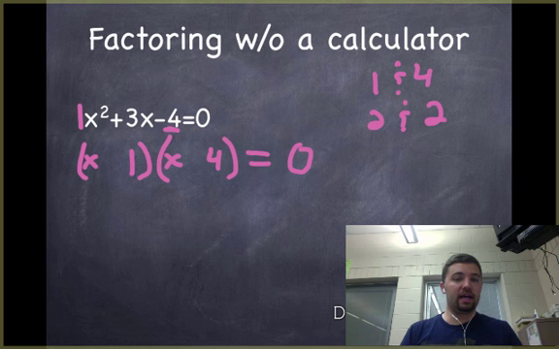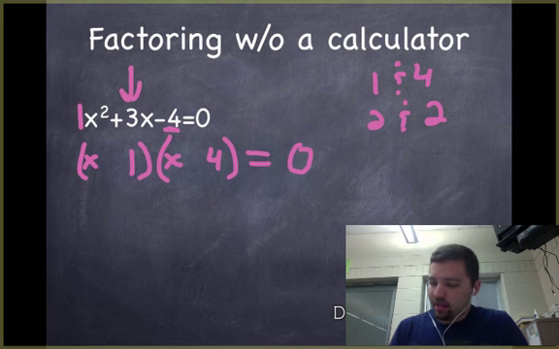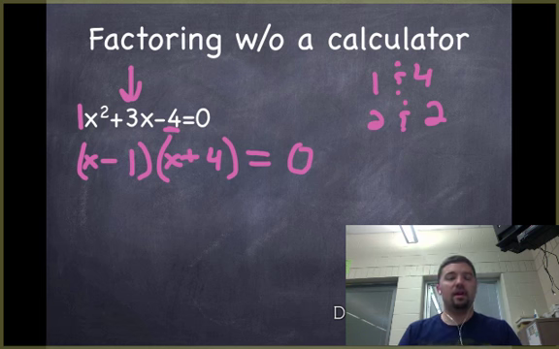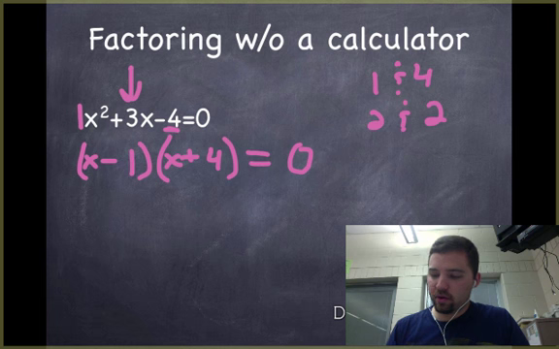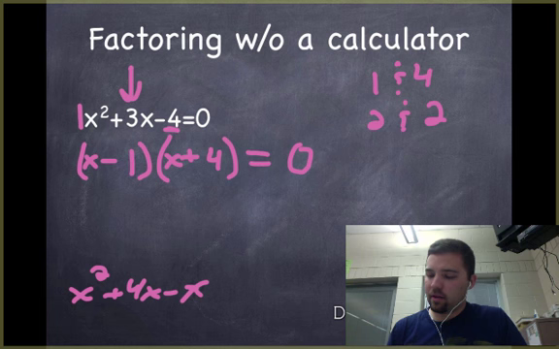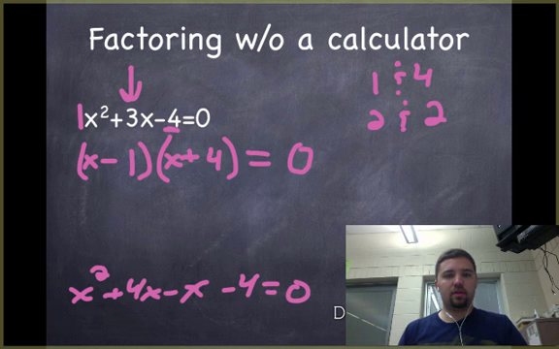What matters is where we put the sign. So the question is, do I have a negative 1 or a positive 1, and a negative 4 or a positive 4? Well, I know that it's got to be plus minus or minus plus because I have a negative 4. A negative times a positive gives me a negative. And I notice that I've got a positive 3 right here. That means that I must have a positive 4 and a negative 1, because positive 4 minus 1 is positive 3. Let's double check our answer real quick. If I FOILed this out, I would get x squared plus 4x minus x minus 4 equals 0, and I think that's what we started with.